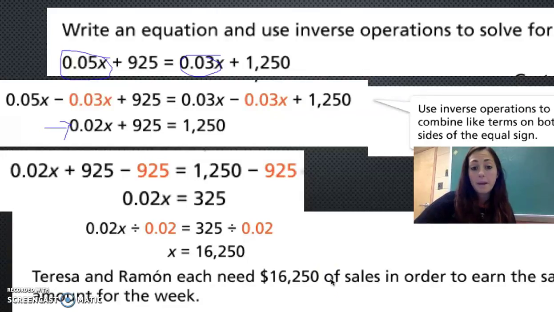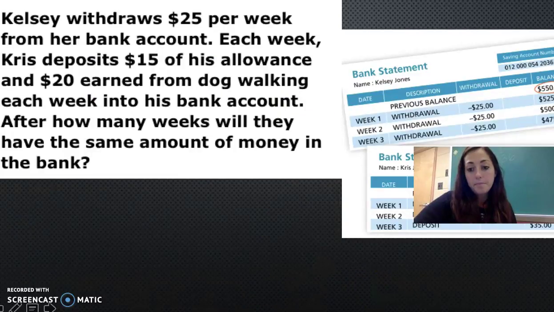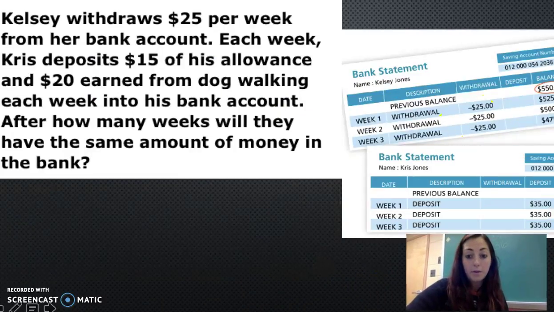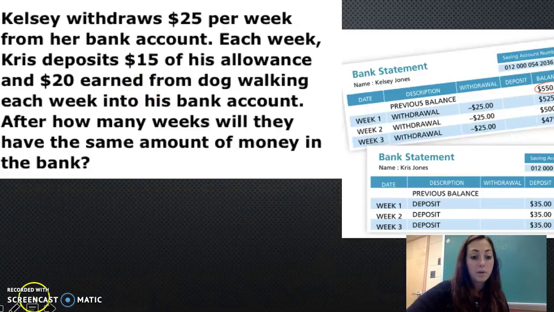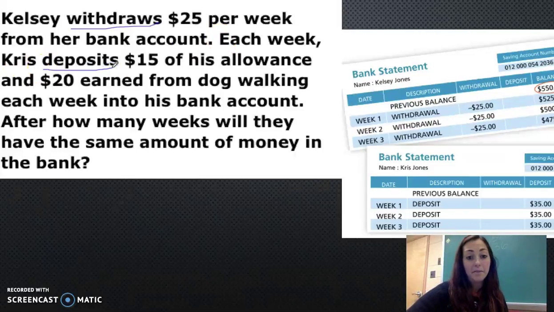Okay. Copy everything down that's important if you haven't done so. Last example, we're talking about Kelsey and her bank account, and Chris and his bank account. Kelsey withdraws $25 every week from her bank account. Each week, Chris deposits $15 of his allowance and $20 earned from his dog walking into his bank account. So Kelsey withdraws, that means she's taking out $25 every week. And Chris deposits, that means he's putting in every week. So after how many weeks will they have the same amount of money?